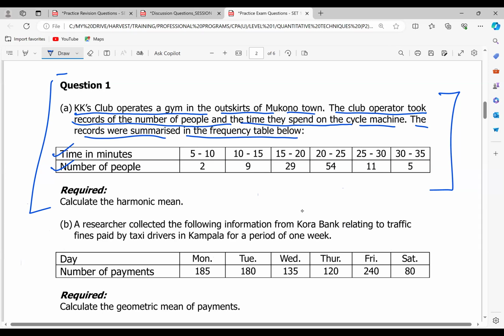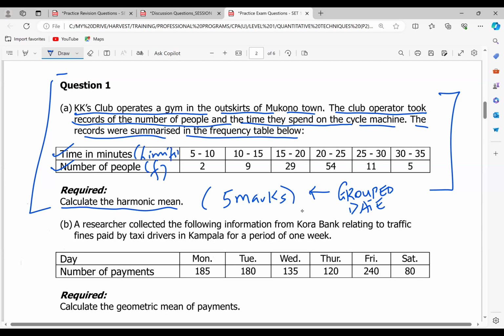We are required to calculate the harmonic mean. Now, the harmonic mean can earn you up to a maximum of 5 marks, and this is for grouped data. As long as there's a frequency and the classes, these are the limits, that is grouped data. It's grouped data. So what is the formula for determining the harmonic mean?